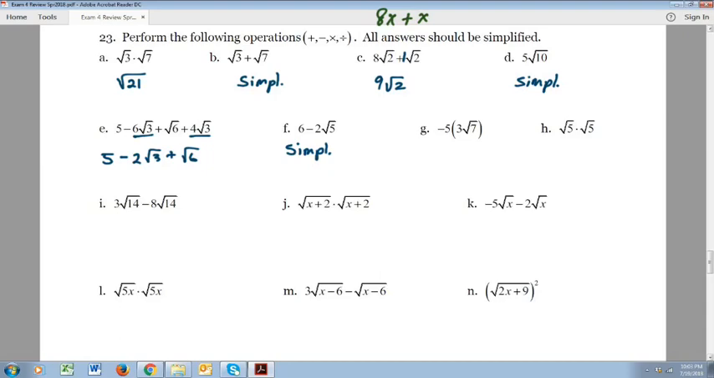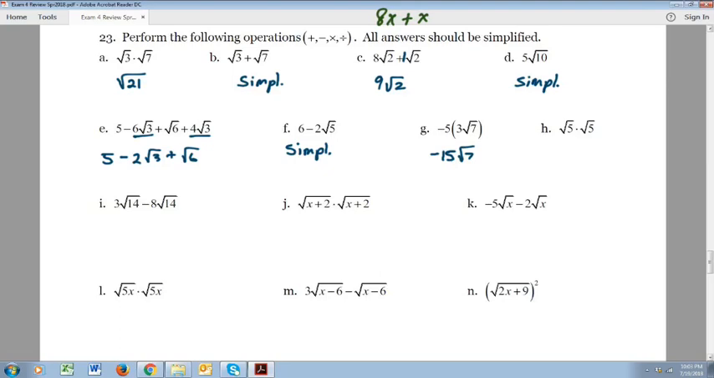Now letter G, this is 3 times the square root of 7, multiplied times negative 5, so it's all multiplication. We can multiply the negative 5 with the 3, let's go ahead and do that. But that's the only thing we can do. We could only multiply a square root of 7 times some other square root. So we're done here.